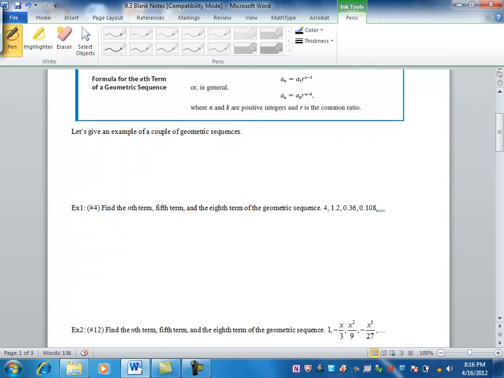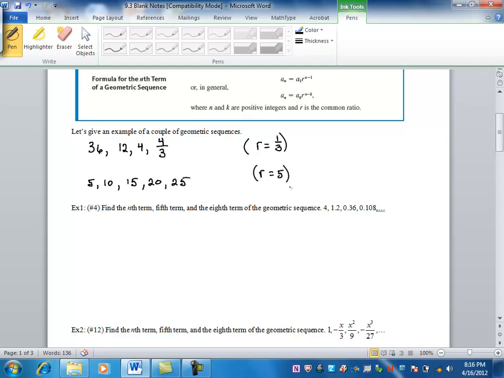Some examples of geometric sequences: 36, 12, 4, 4/3. Notice here each time our ratio is 1/3. Here's another one: 5, 10, 15, 20, 25. Notice here our ratio is 5.